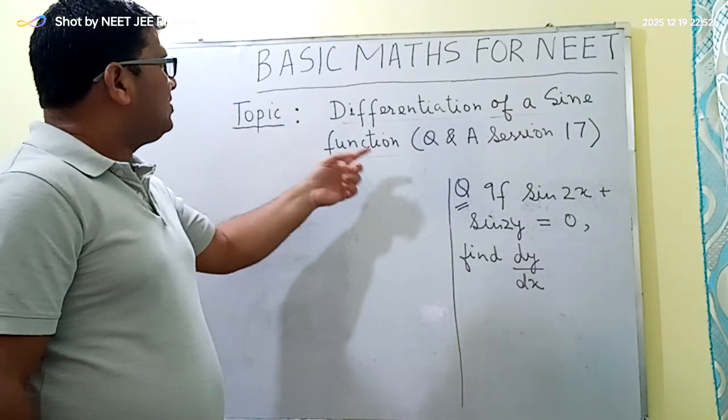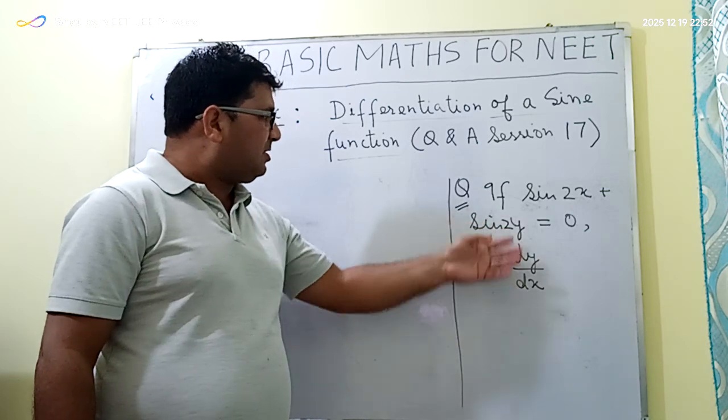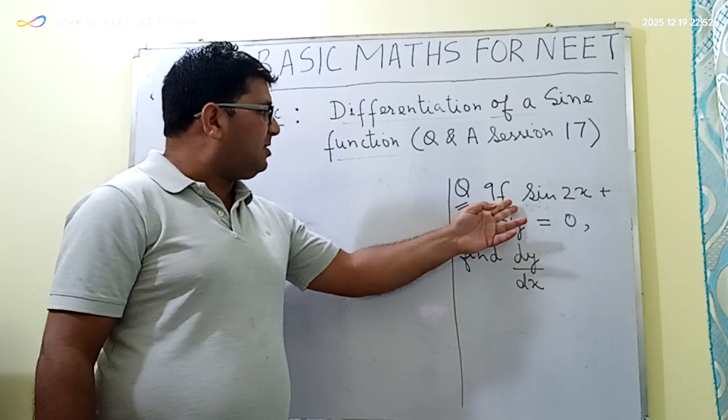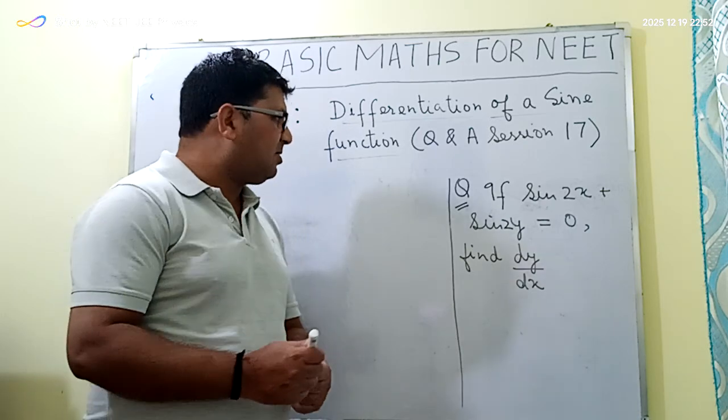The topic is the differentiation of a sine function. So today I have taken a very simple question, and the question here is that if sine 2x plus sine 2y is equal to 0, then what will be the value of dy by dx?